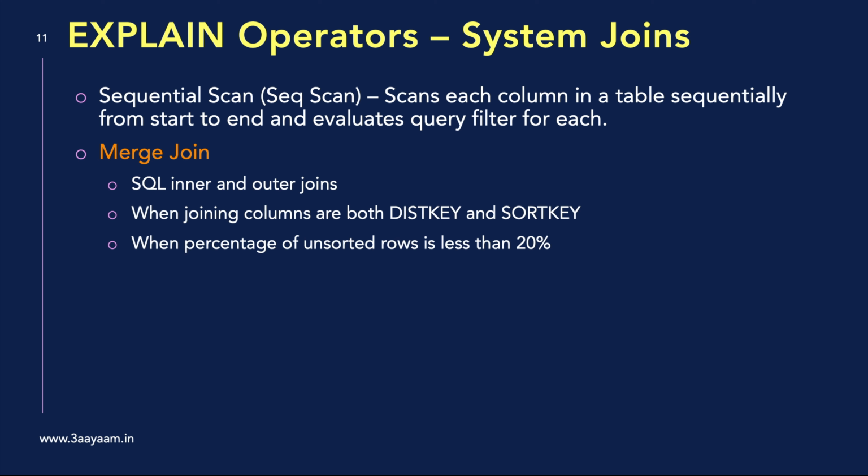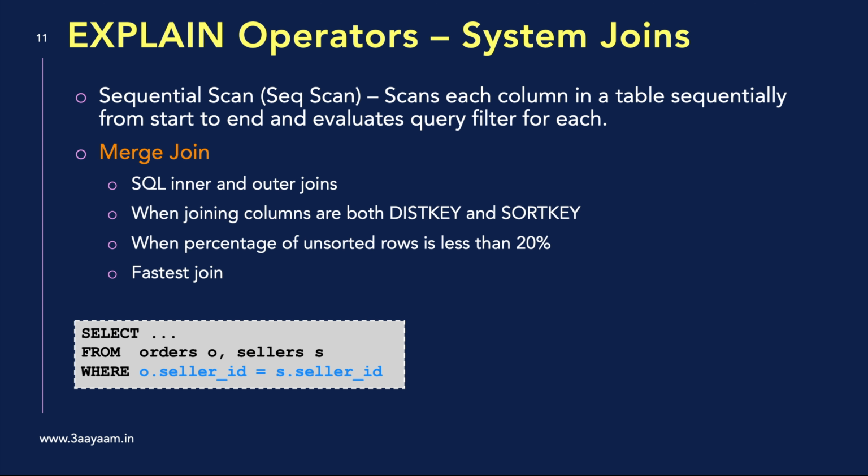If the joining columns are not dist key and sort key, then merge join will not be used. And this is the fastest join available. So as I said, if you see in your explain output that your query is using merge join, then you cannot optimize it further. So let's see how this gets executed internally.